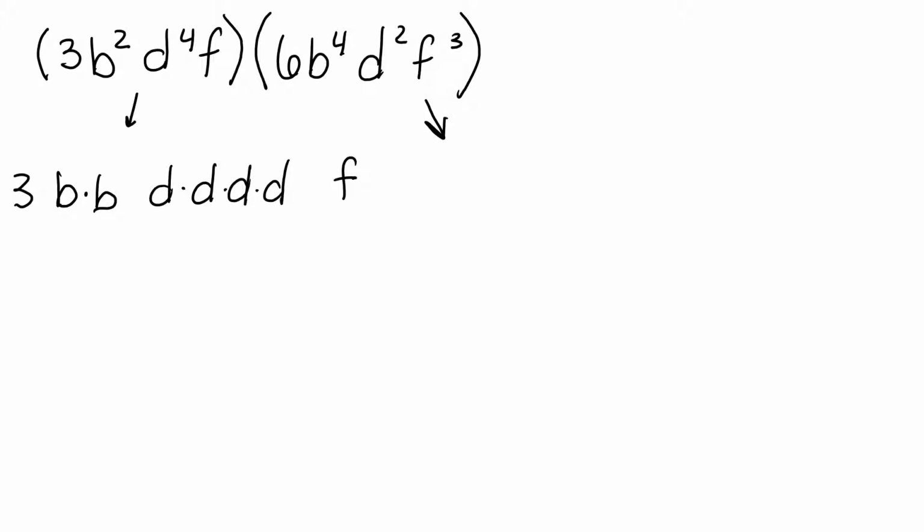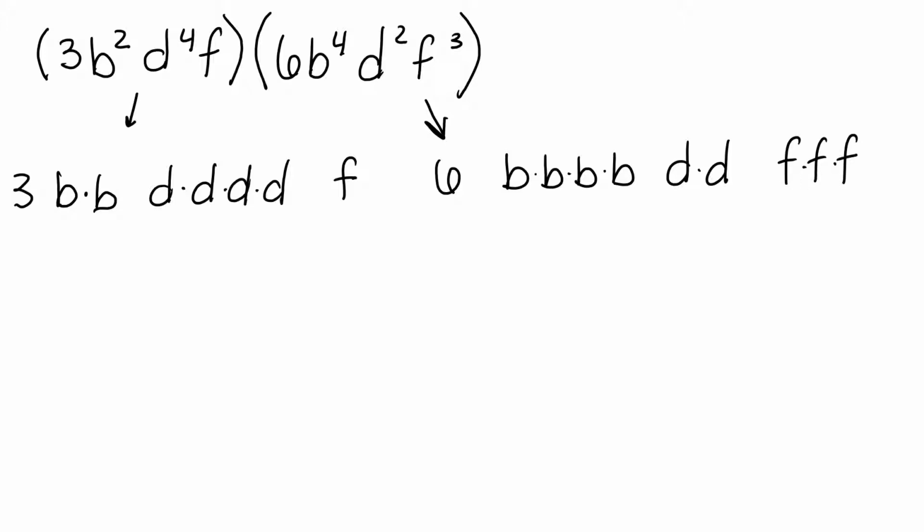For the second part of the problem, I have 6, b to the 4th, so 1, 2, 3, 4 of those, d squared, so 2 d's, and f to the 3rd, so 3 of those. When we count the base numbers, we have to count the ones that match. So there are 1, 2, 3, 4, 5, 6 b's, so b to the 6th power. Then I can count the d's. 1, 2, 3, 4, 5, 6. There are 6 d's, so d to the 6th power.